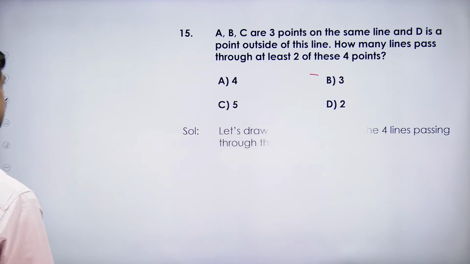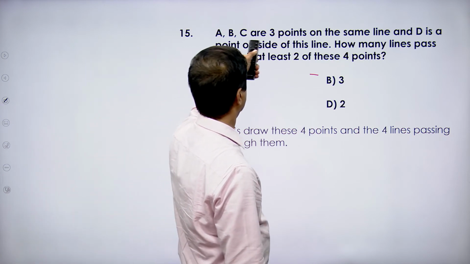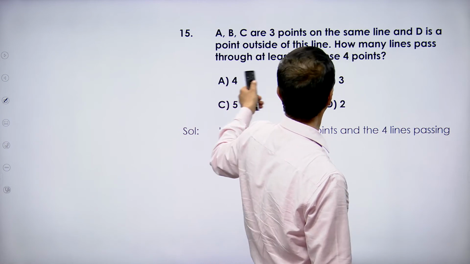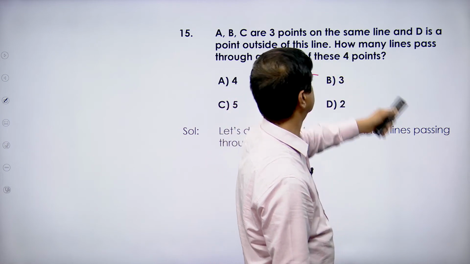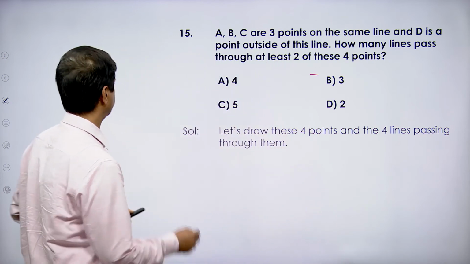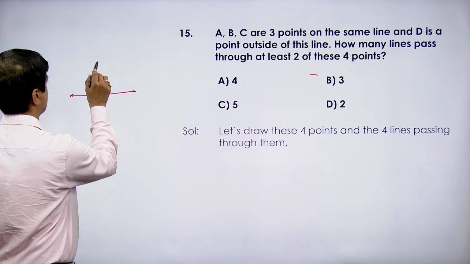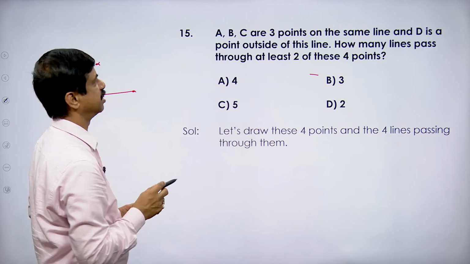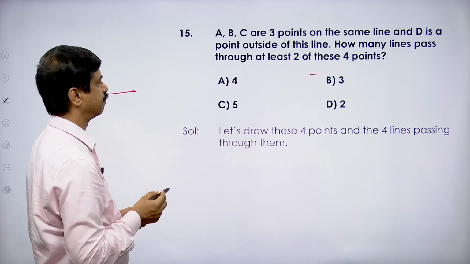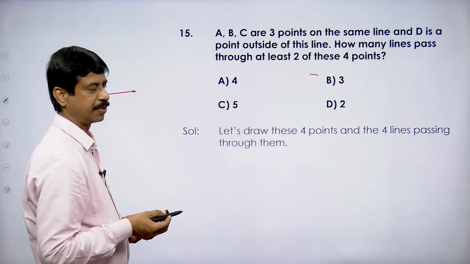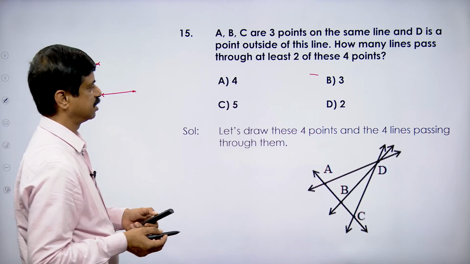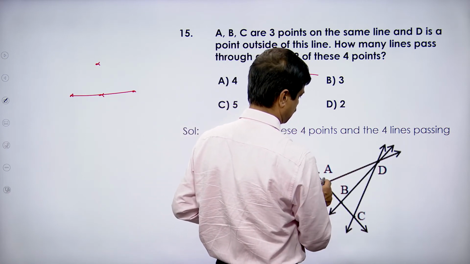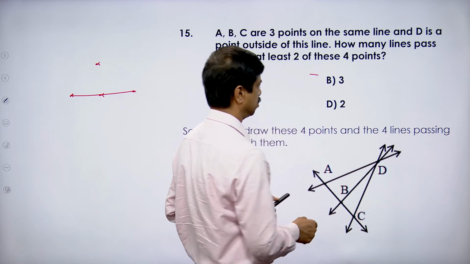Right children, let us go to the next question. A, B, C are 3 points on the same line and D is a point outside this line. How many lines pass through at least 2 of these 4 points? So 3 points are on the same line, another 4th point is here. At least means minimum, either 2 or 3 or 4. Like this children, you can see one line, second line, third line. How many lines like this can you pass, that is what you should see.